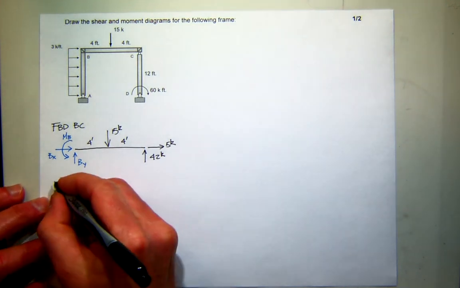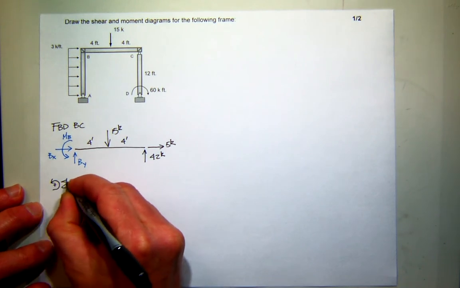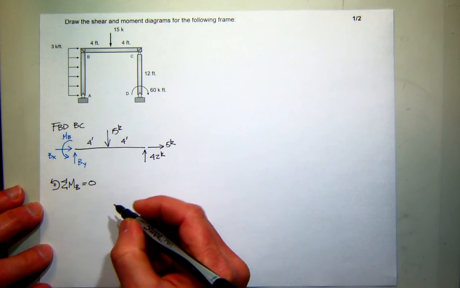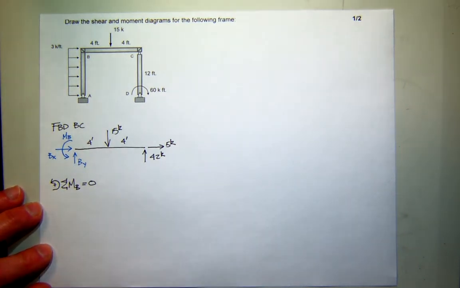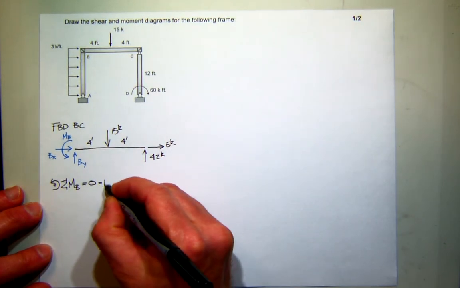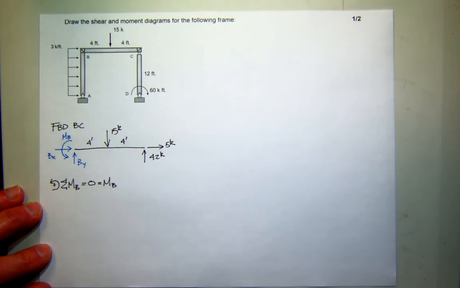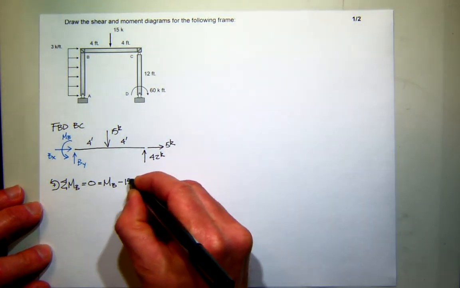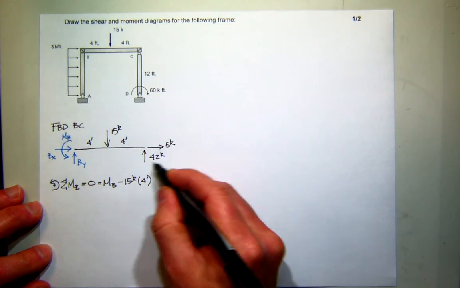So let's start by summing our moments at B, making sure it's in equilibrium. So BX and BY pass through point B. They don't create any moment. So I have my moment B, which in my sign convention is positive. What about the 15 kip force? Is that positive moment or negative moment? Negative. 15 times 4.